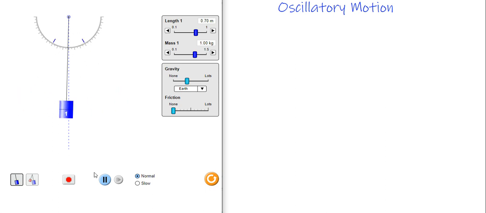So here, if we pull the pendulum back, let's pull it to about 30 degrees here, and we let it go, we see that it rotates back and forth, or swings back and forth, through this dashed line, which is referred to as the equilibrium position. Now, the distance that it reaches on either side is referred to as the amplitude of the motion.